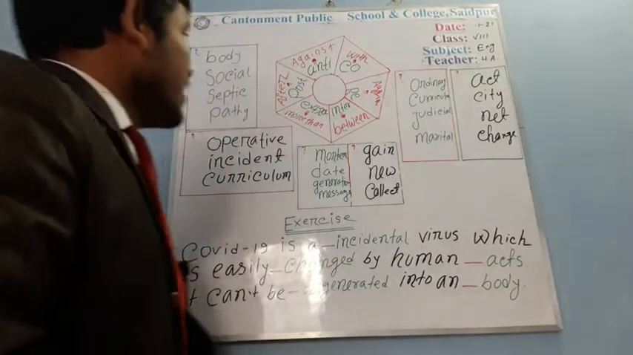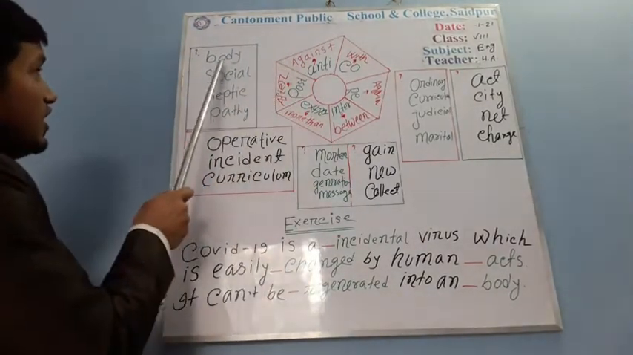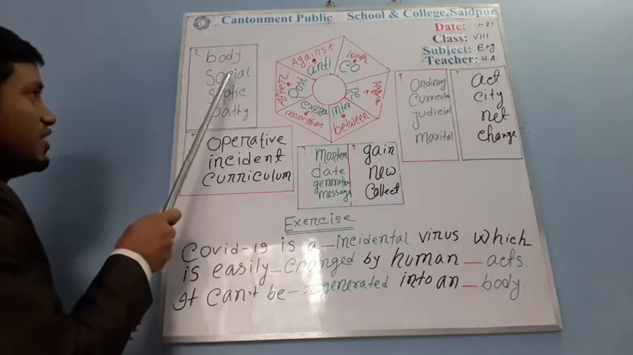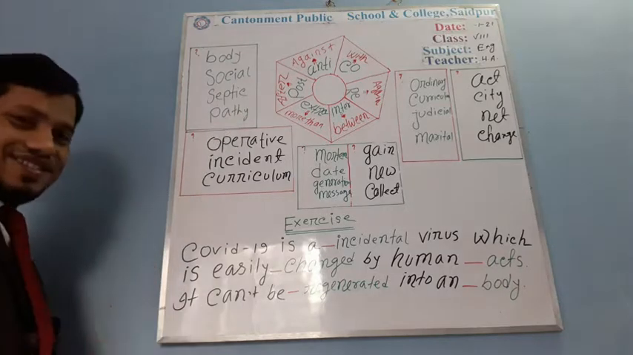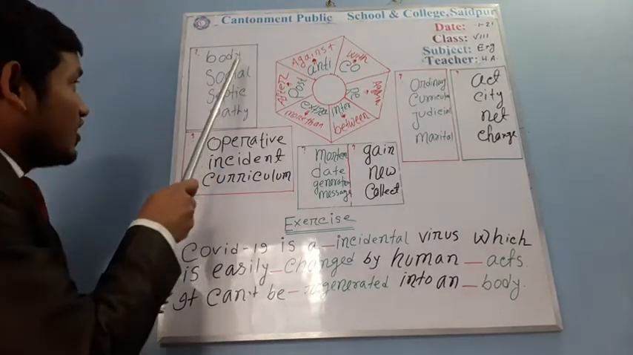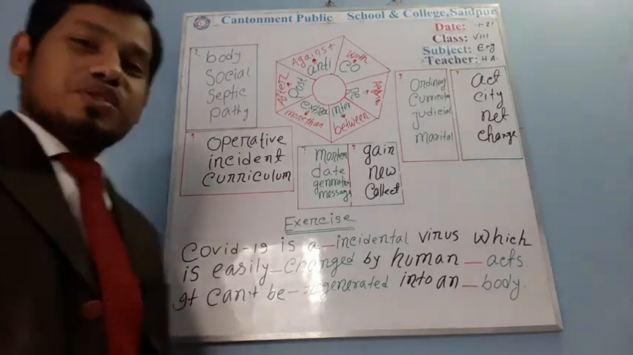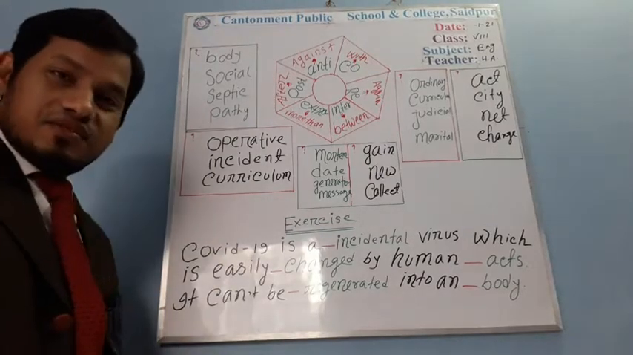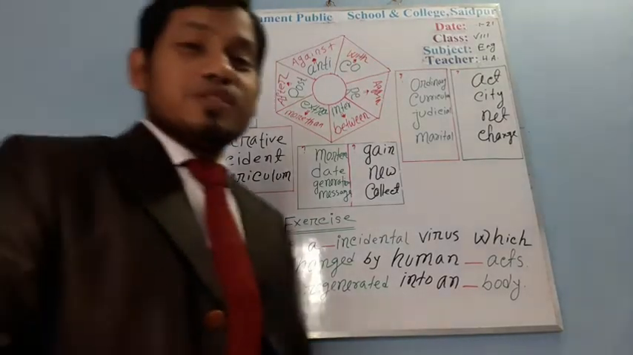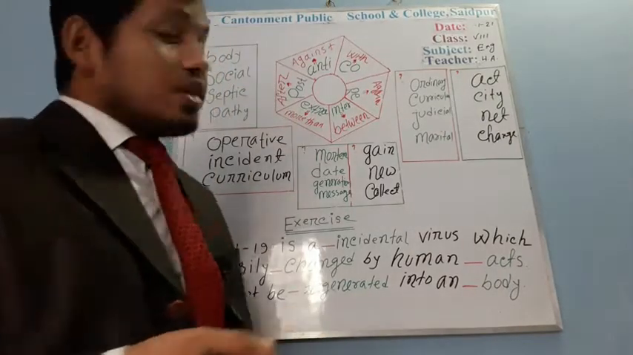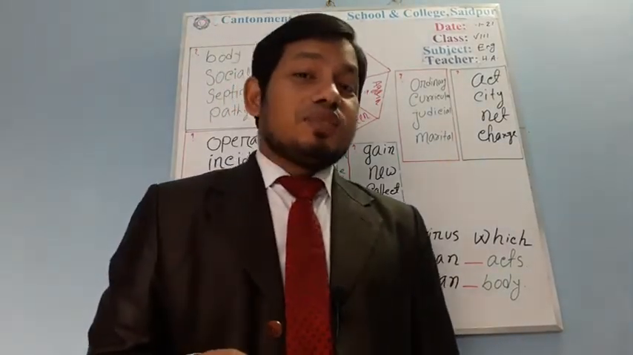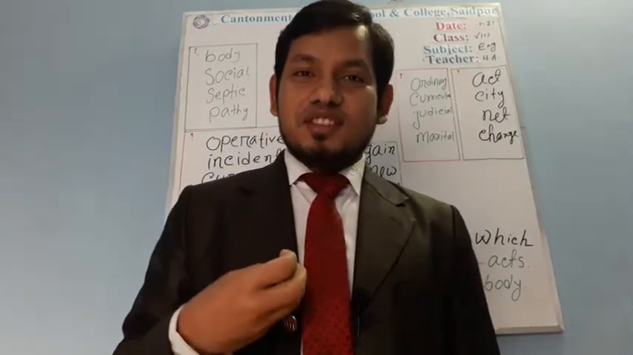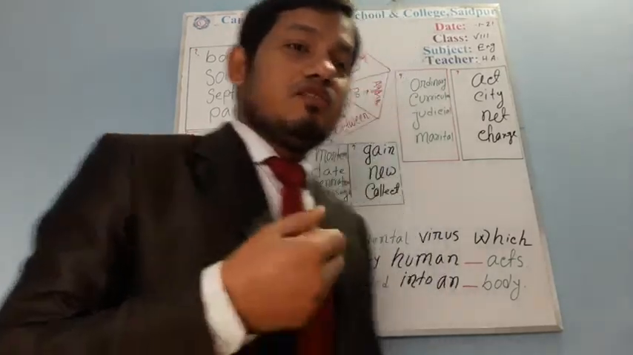Right? Here learners, if you have a look at the box, you can see body, social, septic, pathy. Here, all these words are in different parts of speech. Okay? Body is a noun. This is the root word here. I've told you before that the purpose of suffixes and prefixes is to change the meaning into different parts of speech when we need it in our speaking or writing English.